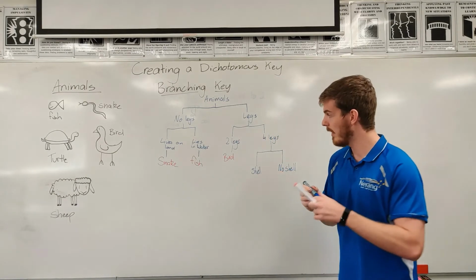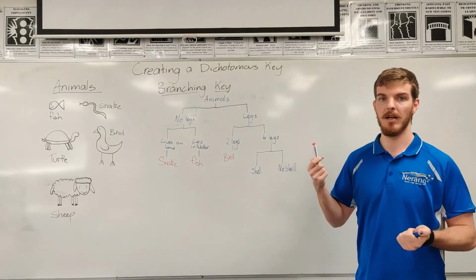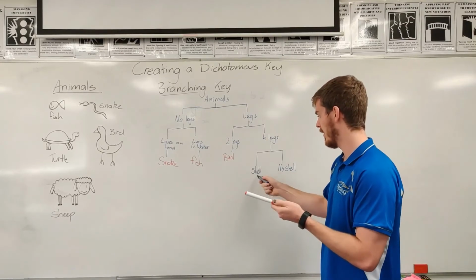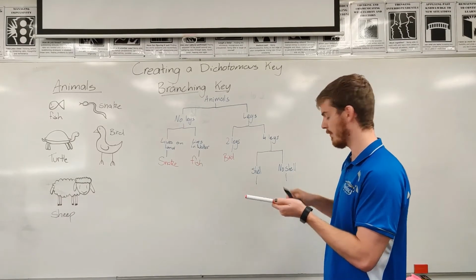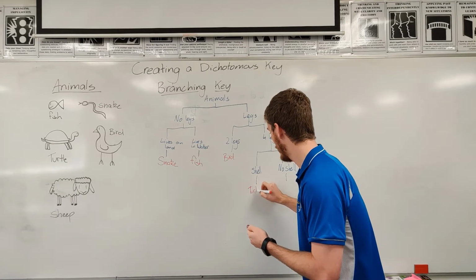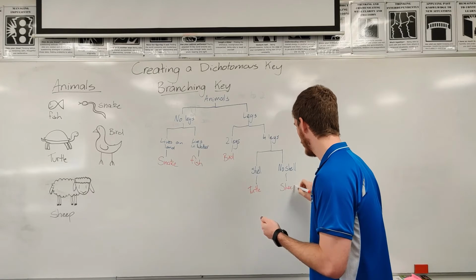But again, I'm going to go with shell, so you can just write shell and no shell. So, we have only one animal that, when it has legs, it has 4 and it has a shell, so we can draw a straight line down, and same with this one. This is a turtle and this is a sheep.